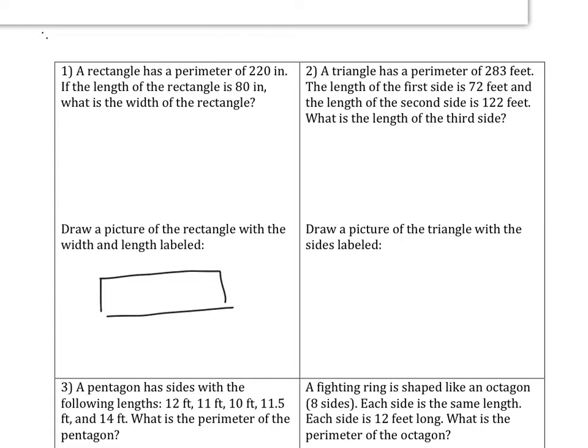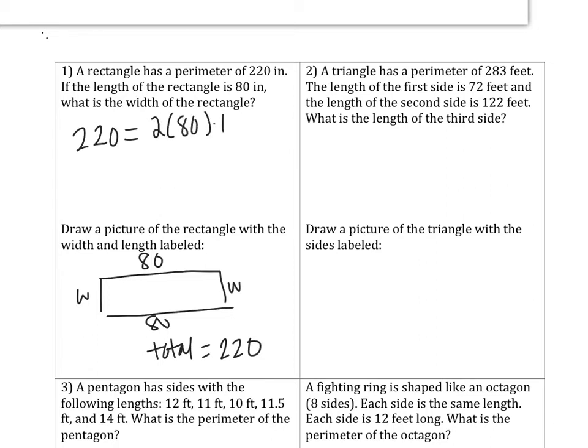We know that the total is 220, and the length of the rectangle is 80, so it's 80 and 80. So we want to find the width. So we take our total, which is 220, and that's going to equal 2 times 80 plus 2 widths, which we don't know yet, but we're going to find out.